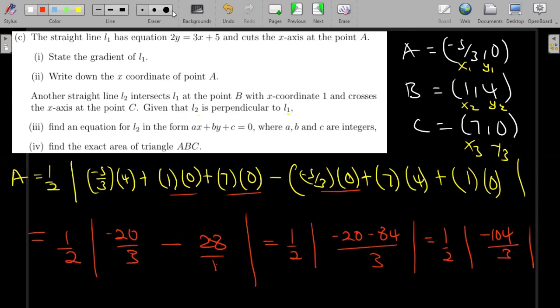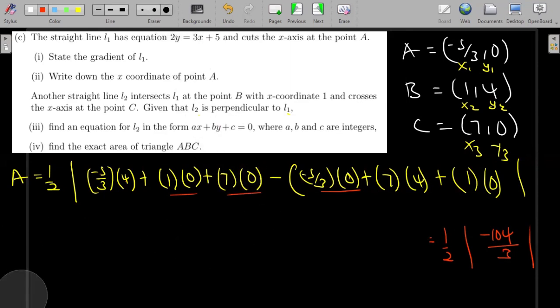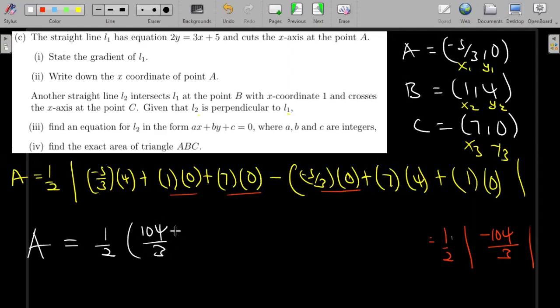And then from there, we can erase this other part. From there, we can say our area is equal to 1 over 2 times what is the modulus of minus 104 over 3? We're just going to get 104 should be positive. We're going to get 104 divided by 3. So this is what we get.